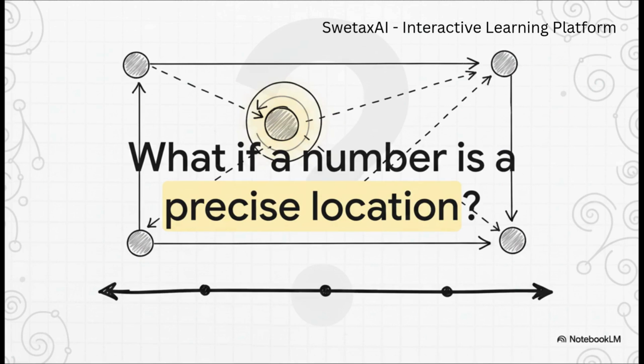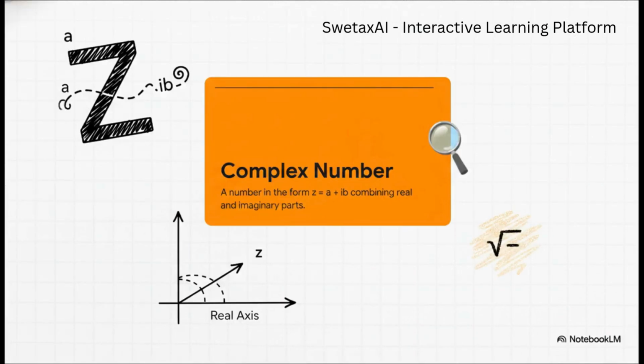Thinking of a number as a physical destination totally changes how we interact with it. And that brings us to the basic algebraic form of that exact destination. It brilliantly combines both real and imaginary parts into a single entity. Whenever you see z, we're just talking about our complex number. And it's built out of two totally separate pieces, an a and an ib.